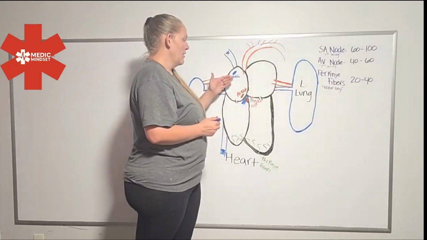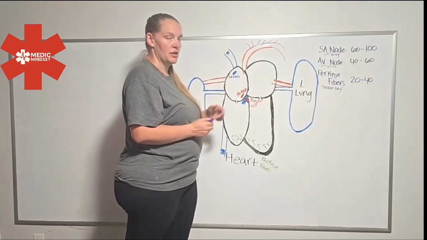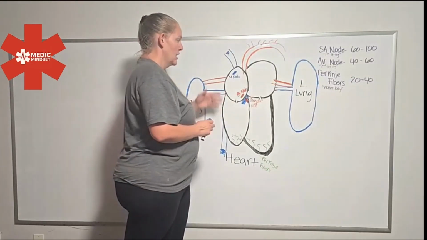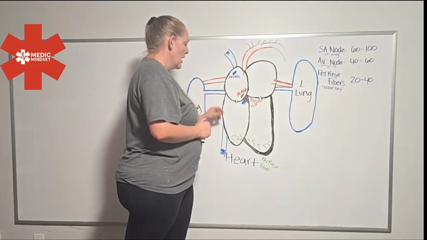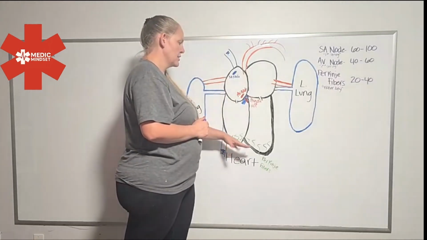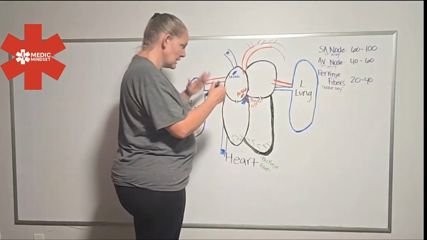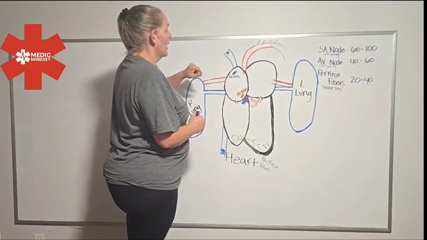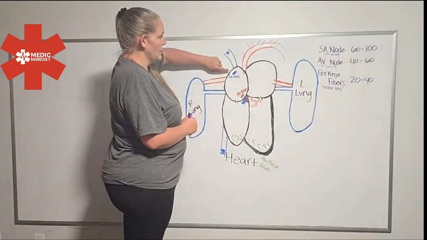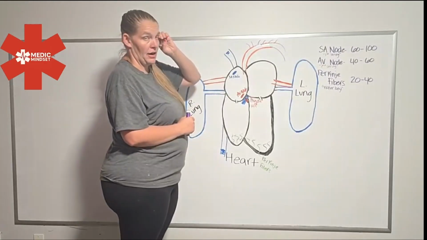Then we have an AV node, which is the atrioventricular node. It's the backup from there. And then we have our Purkinje fibers, which are our last resort. So we're going to break it down a little more than that. Our SA node, like I said, this is our primary pacemaker of the heart.